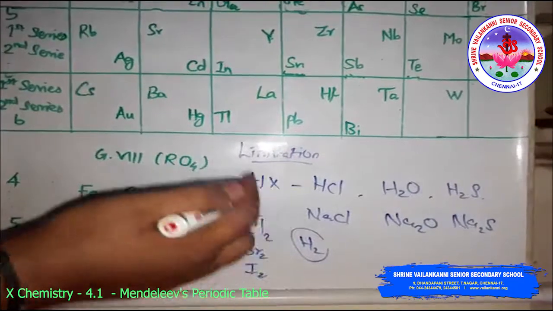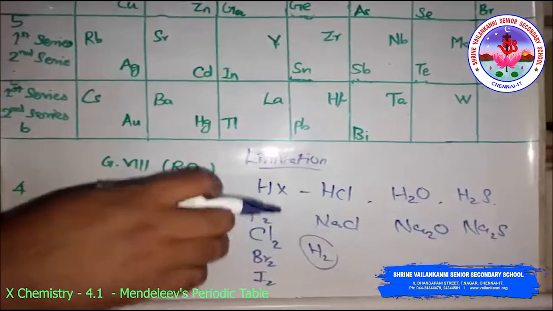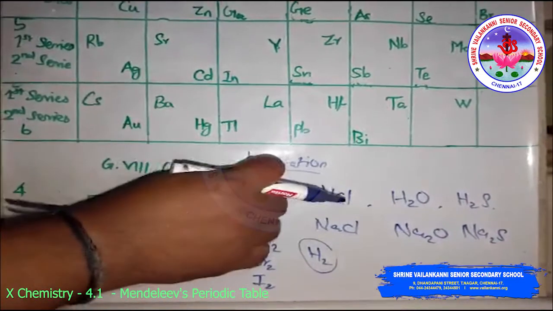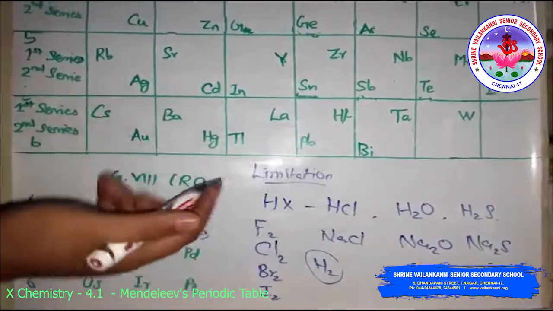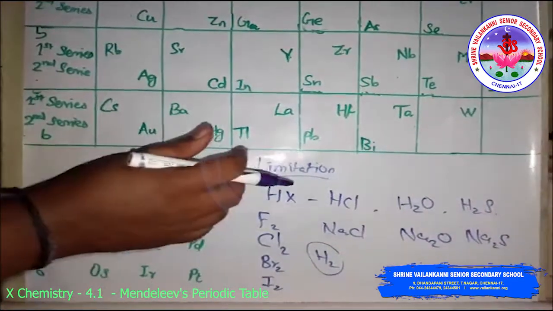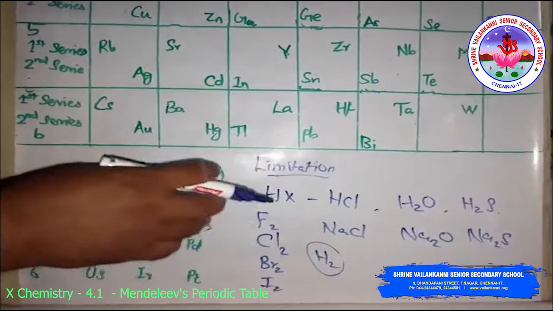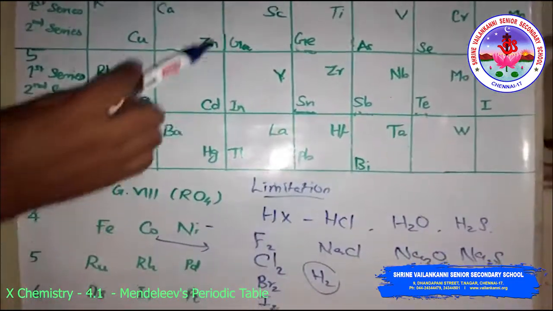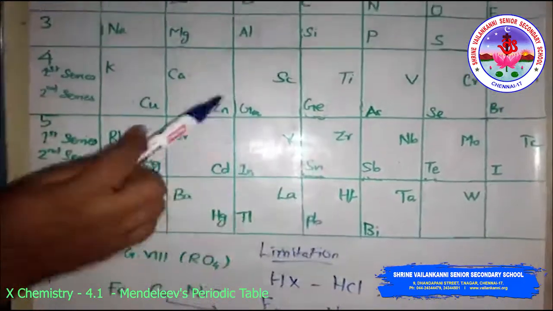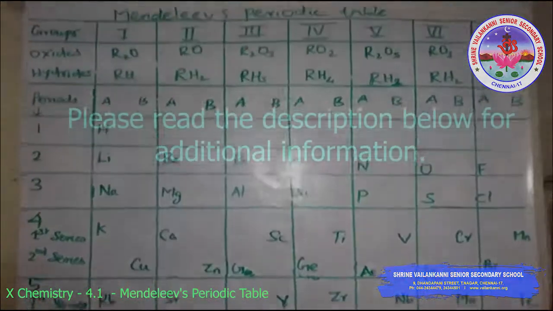Another problem was that atomic masses do not increase in a regular manner in going from one element to the next. So it was not possible to predict how many elements could be discovered between two elements, especially when we consider the heavier elements. In total, 63 elements were known at the time of Mendeleev's periodic table. Next, the modern periodic table we will discuss in the next class. Thank you.